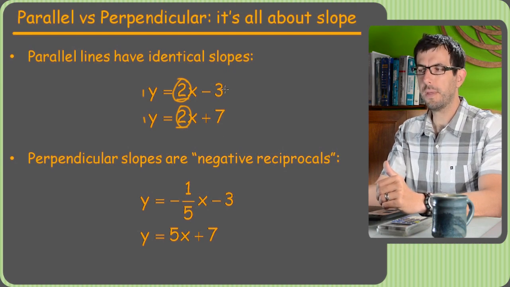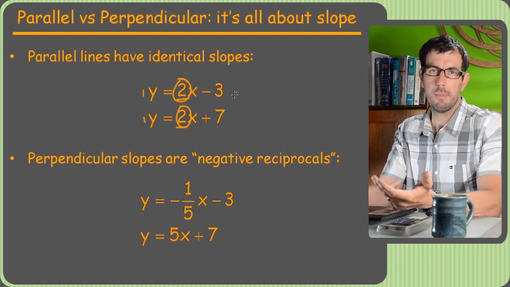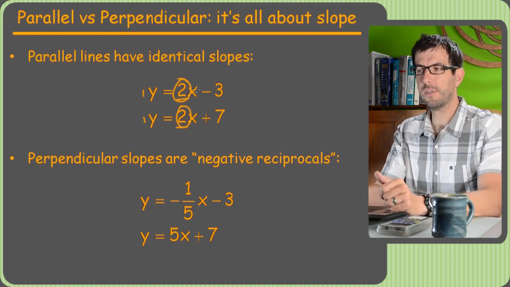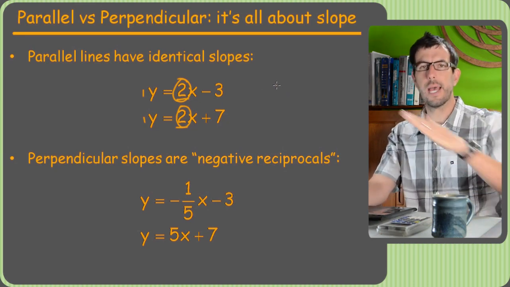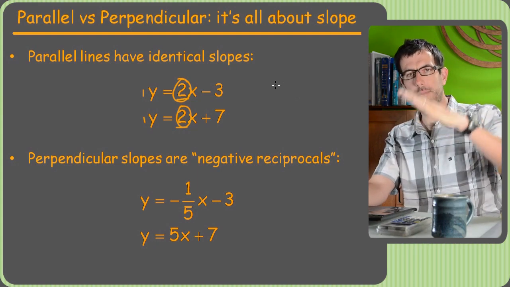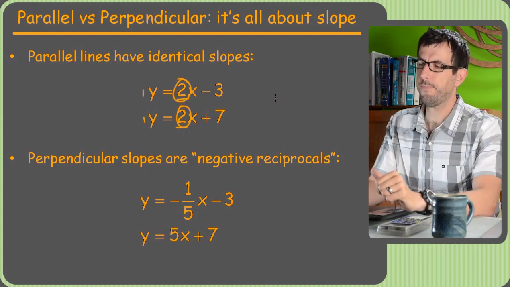If they had both been -3 or 7, then they'd have the same intercept, same slope. They'd be the same line, right? But since these have different intercepts, they're going to cross the y-axis at different spots, but going in the exact same direction. So that means they're just offset a little bit, but they'll never cross.